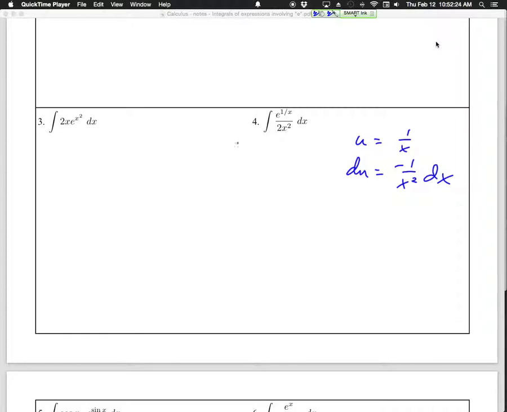Oh, real quick, why is that? Negative 1 over x squared, I don't get how you got that. Take the derivative of x to the negative 1. Oh, okay. Bring down the negative, becomes x to the negative 2. Okay.